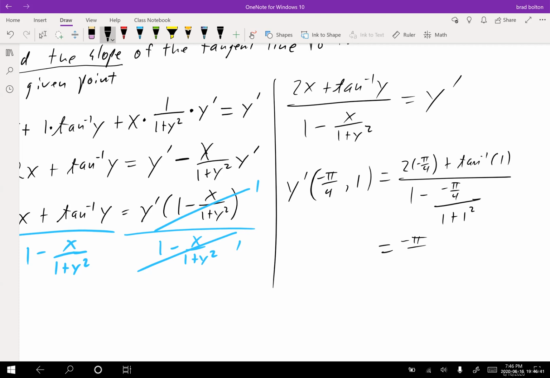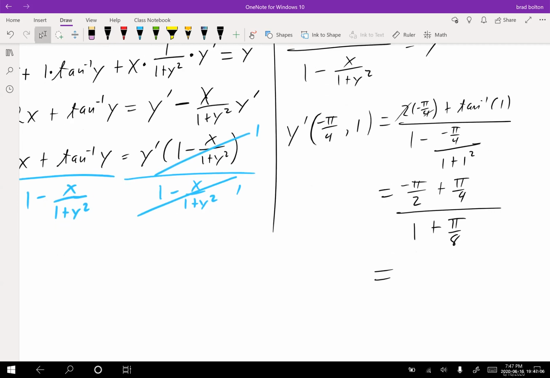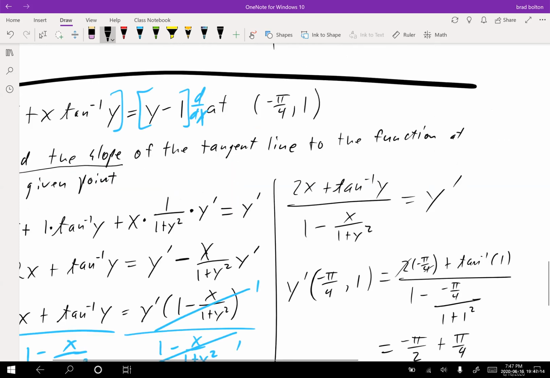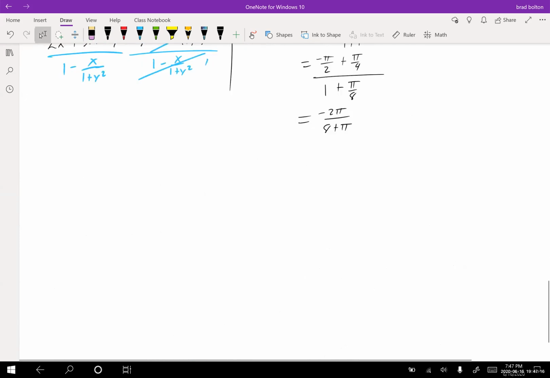So this is going to be negative pi over 2 because these cancel, right? And then this is going to be plus pi over 4 divided by, I think that bottom should clean up to 1 plus pi over 8 once you clean it up. Yeah, because it's going to be pi over 4 divided by 2, which is the same as multiplying by 1/2, which becomes that. So when all is said and done, I think we end up getting negative 2 pi over 8 plus pi. Okay, and I believe they asked us to find the slope of the tangent line. So here we go.